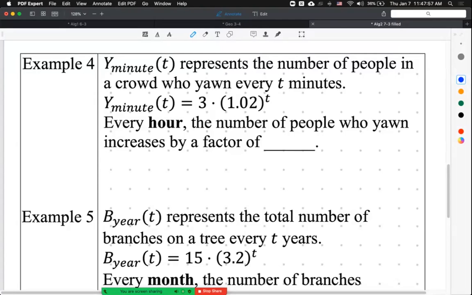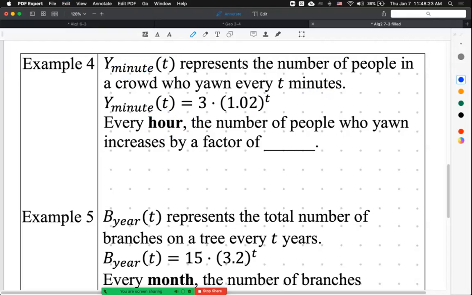Every hour, the number of people who yawn increases by what factor? And normally we just say, oh, factor 1.02, we're done. Except no, we're not done, because check out the unit difference. I put it in bold. It needs to be in units of hours. It is right now in minutes, not hours. It says minutes here as well. It's everywhere, right? So how do I convert from minutes to hours?